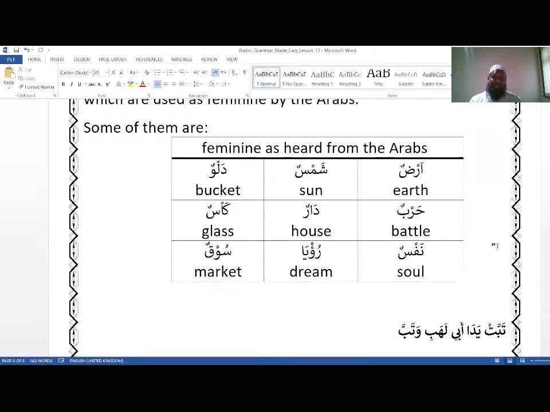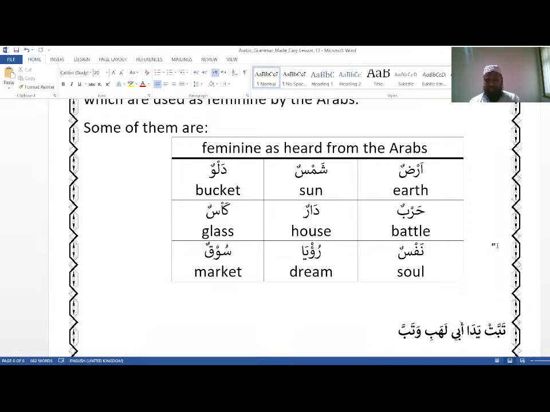Number 1: Tabbat yada Abi Lahabin wa tabb. So here tabbat, the muannas fi'l is used, the past tense. You can see ta sakin on it. Why? Yada. We can see yadun, but there's an alif there. What's the alif doing? Again, this alif is for muthanna. In the next lesson, we'll be learning numbers, then we'll know how to make muthanna. Because yad is muannas, tabbat is used.